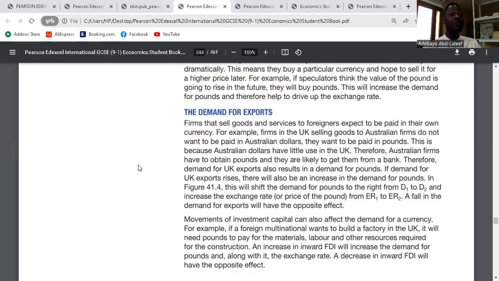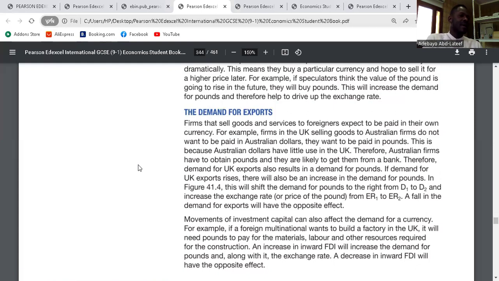The third one, the demand for exports. Export represents selling to foreign customers, right? So here it says, firms that sell goods and services to foreigners expect to be paid in their own currency. For example, firms in the UK selling goods to Australian firms do not want to be paid in Australian dollars. Rather, they want to be paid in pounds. As a result, foreign customers would have to buy the currency of the exporters, so that would increase the value of the currency.